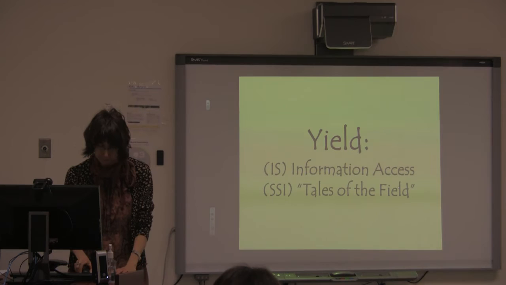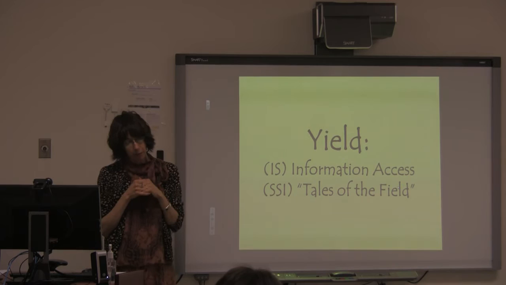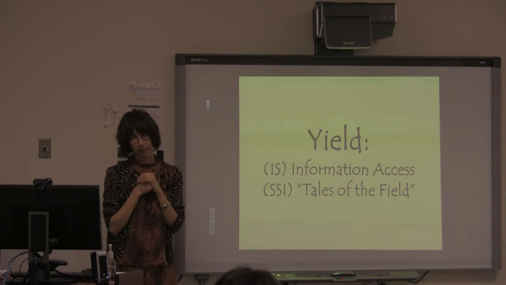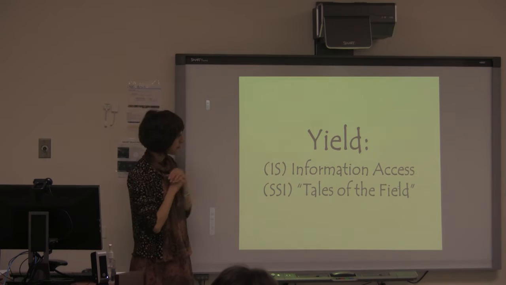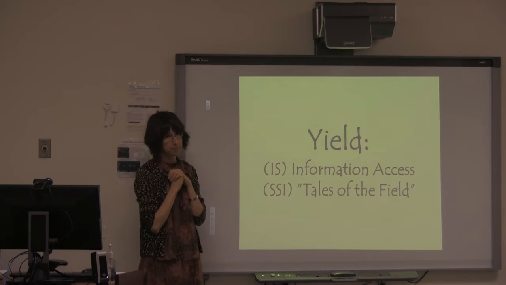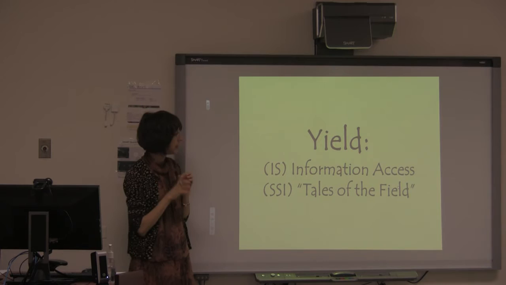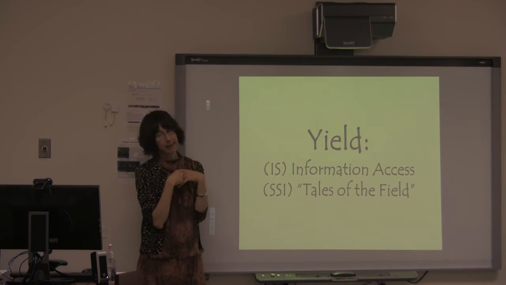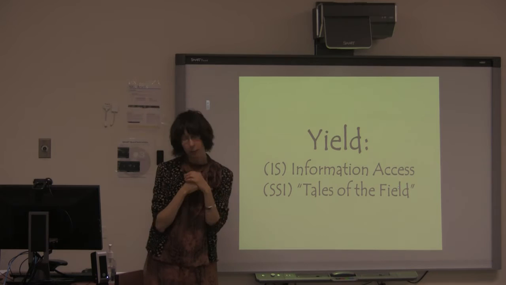Okay. So that's the special view of information science. And it has yielded certain things over the decades. As pure information science, in a more traditional Bayesian sense, it's yielded superb information access. There are billions of publications, and most of the time, we can find them. For the social study of information, I think that this view can give more. It can yield more. I'm going to call that Tales of the Field, and I'll explain it in a moment, after I say a few more words about information access.